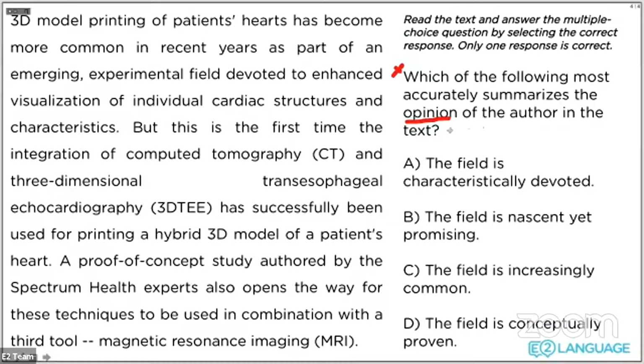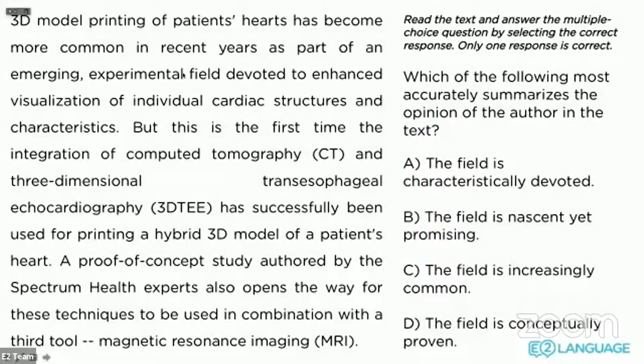So the opinion is the field. You'll notice that it's all about the field. Okay, so we found the opinion. Now the opinion is going to be about the field. It's characteristically devoted. What does that mean? I don't know. Or is the opinion that the field is nascent yet promising? Is the opinion that the field is increasingly common? Or is the opinion that the field is conceptually proven? So what's the opinion there?